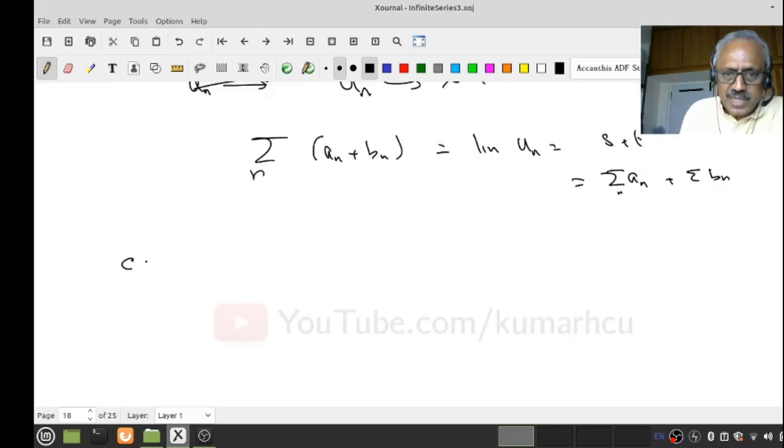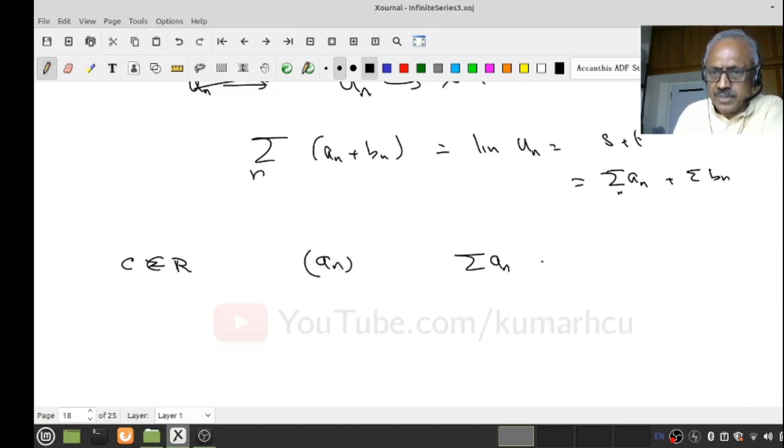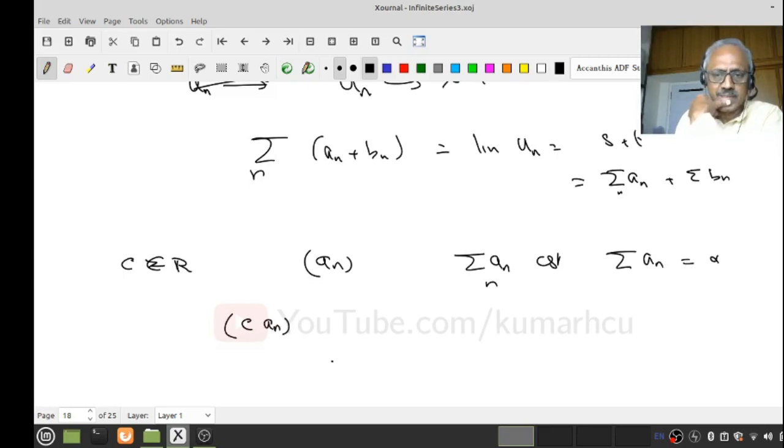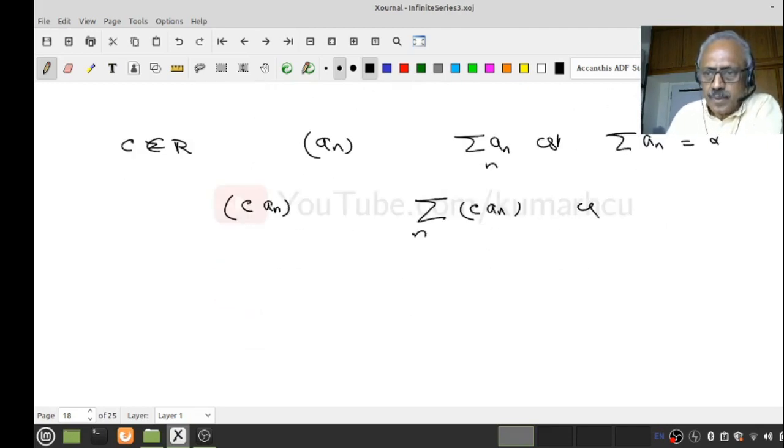Now suppose c is a constant and an is a sequence, and these are the associated infinite series. Let us assume it's convergent and this is equal to alpha. Then I have a new sequence c times an, whose nth term is c times an. So what is it that I would like to say? I have the associated infinite series summation c an. The nth term is c an, right? So is it convergent? If so, what is the sum?